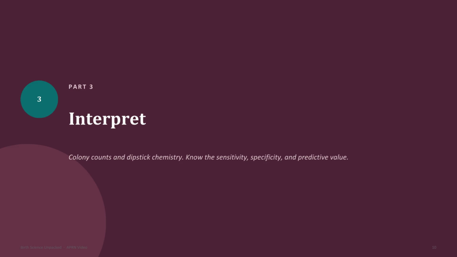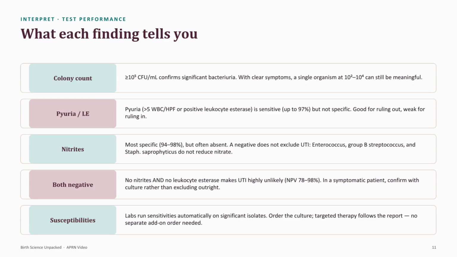All right, let's move on to part 3, interpretation. This is where clinicians most often overtreat or undertreat. You need to know your numbers and what they mean. Let's go over how to read a test correctly and what each finding tells us. A colony count at 100,000 CFUs is significant bacteriuria with clear symptoms, but lower single organism counts still count.